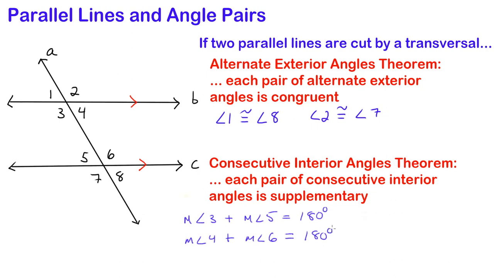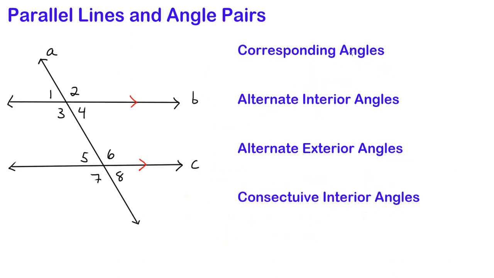So the measure of angle 4 plus the measure of angle 6 equals 180 degrees. So to summarize, corresponding angles, which are on the same side of the transversal and on the same side of their line, are congruent. So for example, angle 2 is congruent to angle 6. Alternate interior angles, which are non-adjacent angles that are inside the parallel lines and on opposite sides of the transversal, are also congruent. Example, angle 4 is congruent to angle 5.